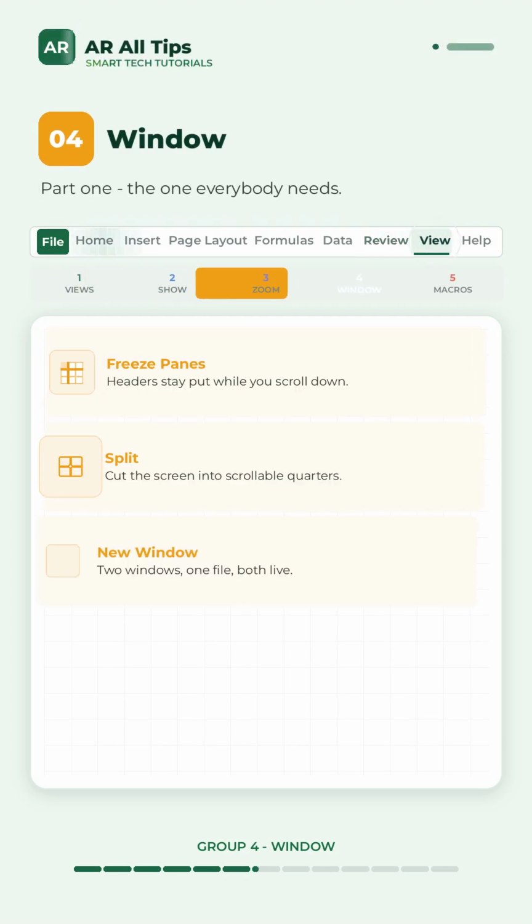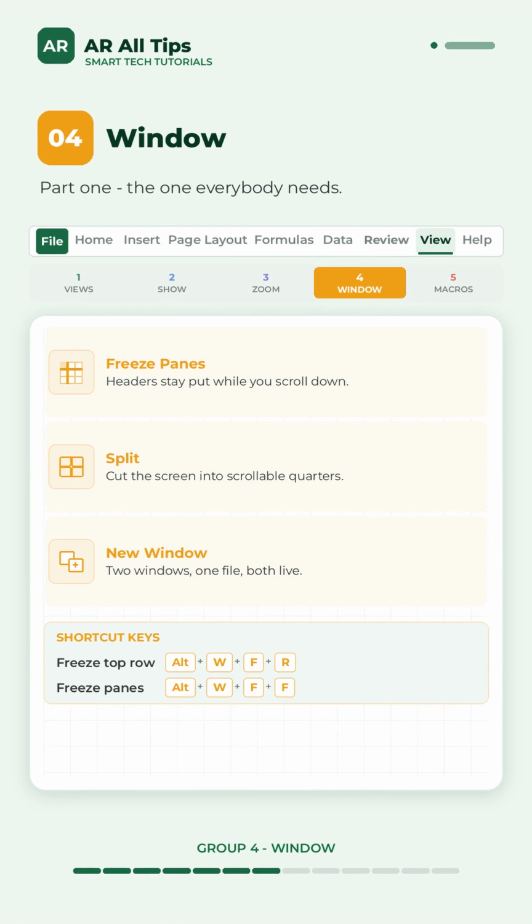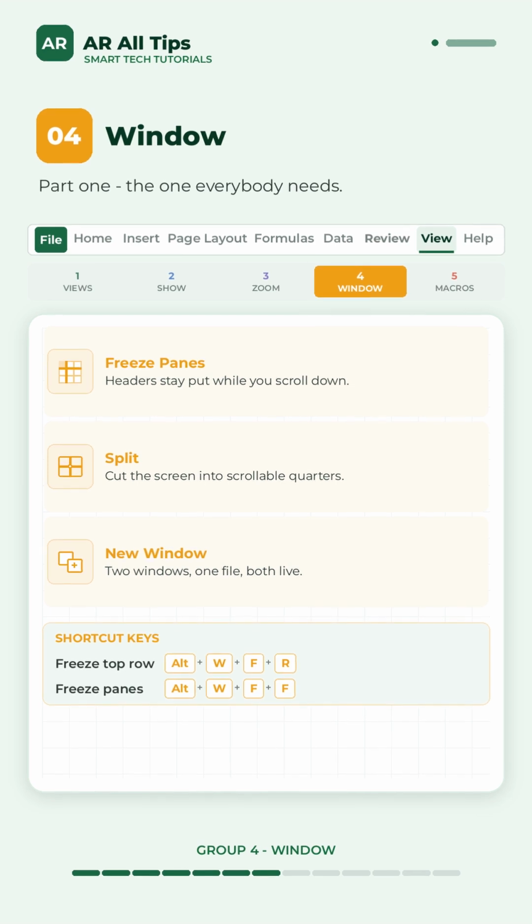Right, freeze panes. If you learn one thing today, learn this. Click the cell below and to the right of whatever you want frozen. Then Alt-W-F-F. Your header stays stuck while you scroll into row 4000. Split cuts the screen into scrollable panes.